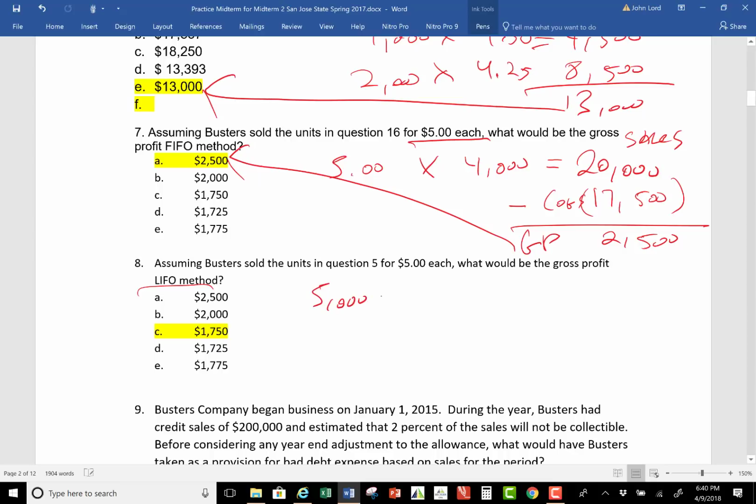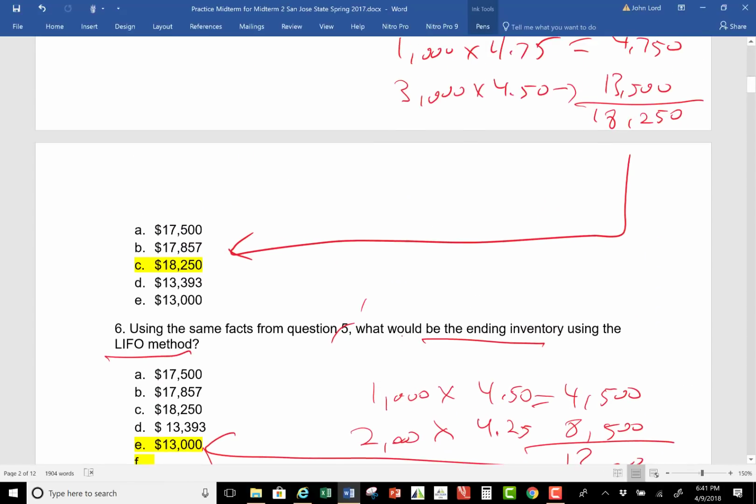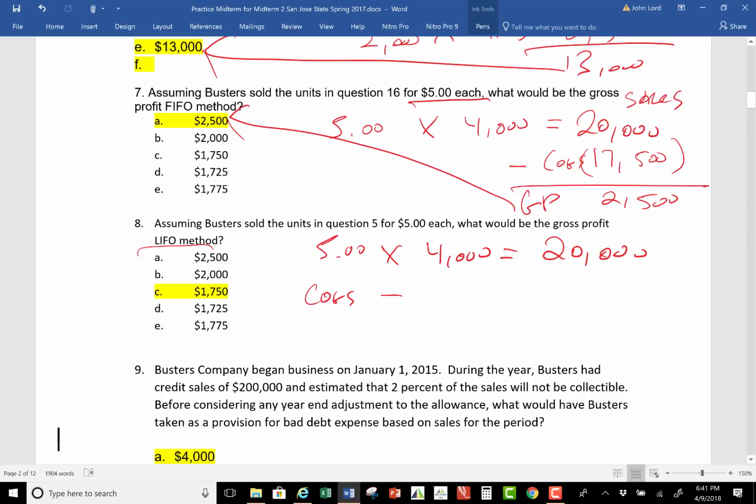Good. So the sale price isn't changing. I did it again. $5. What's your name again? Hanisha. $5 times the 4,000 units gives me 20,000, right? Good. Then I'm going to get the cost of goods sold, but this time I'm going to take it from the LIFO number, and LIFO number for cost of goods sold way up here was what? 18,250. Okay, 18,250 comes off of there. Good. That gives me 1,750.